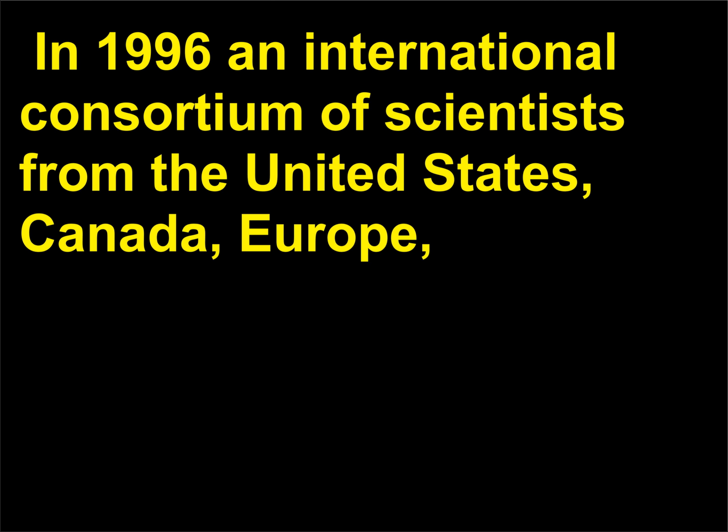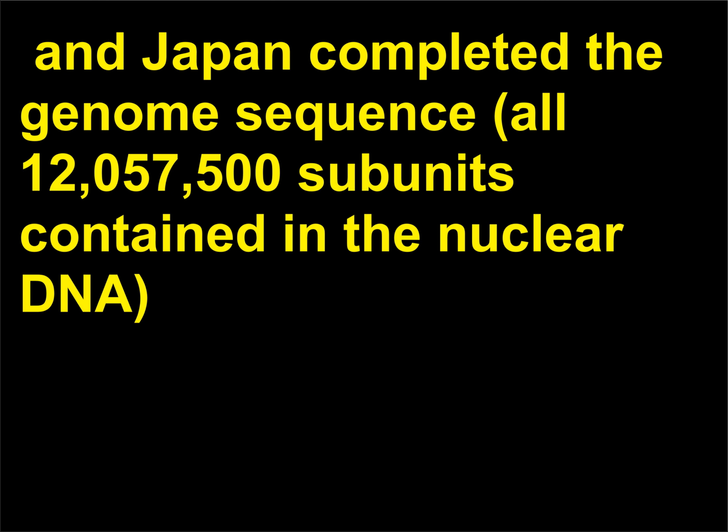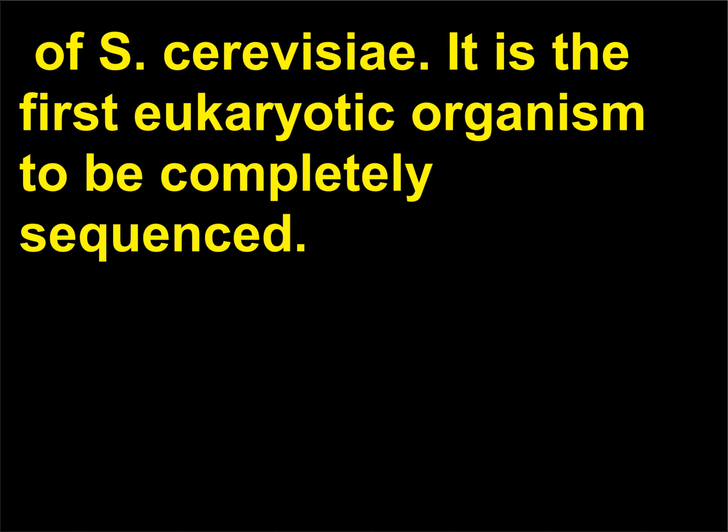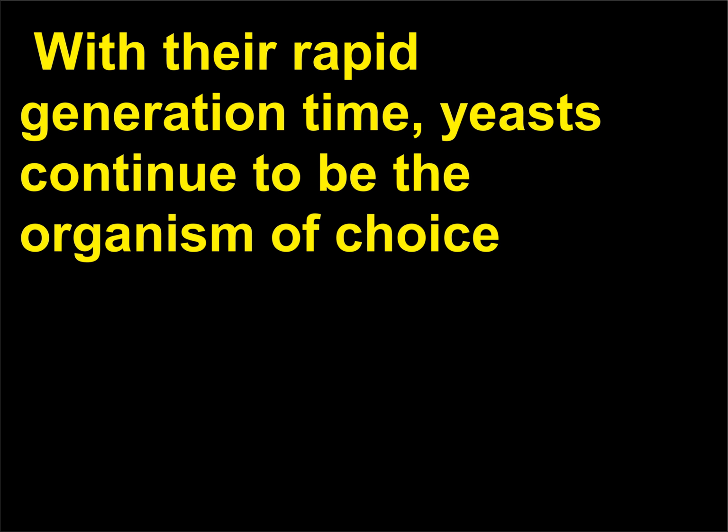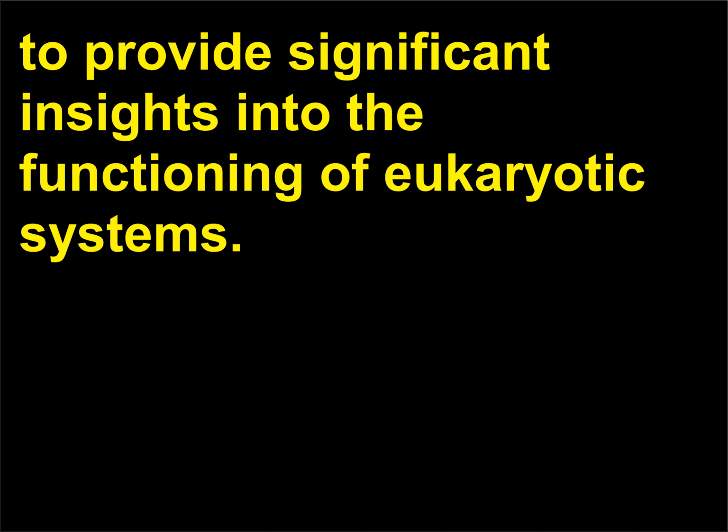In 1996, an international consortium of scientists from the United States, Canada, Europe, and Japan completed the genome sequence, all 12,057,500 subunits contained in the nuclear DNA of S. cerevisiae. It is the first eukaryotic organism to be completely sequenced. With their rapid generation time, yeasts continue to be the organism of choice to provide significant insights into the functioning of eukaryotic systems.